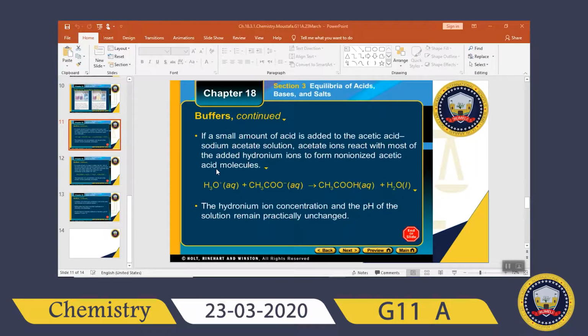So if a small amount of acid is added to the acetic acid sodium acetate buffer solution, acetate ions will react with most of the added hydronium ions to form non-ionized acetic acid molecules. The hydronium ion concentration and the pH of the solution remain practically unchanged.